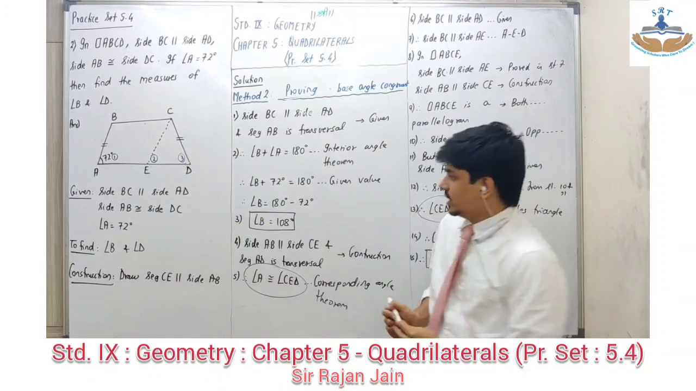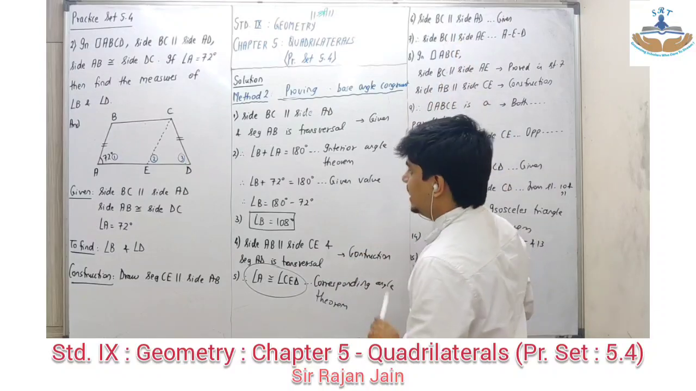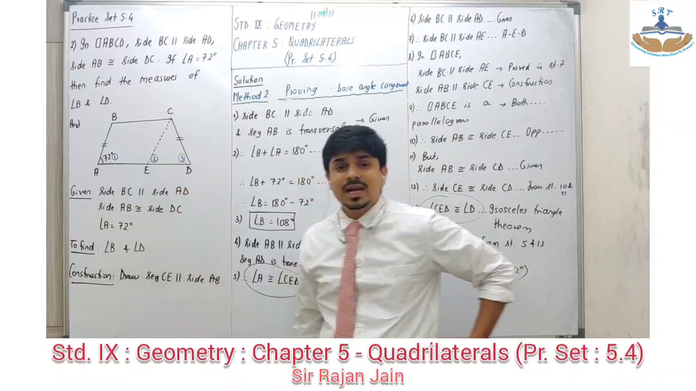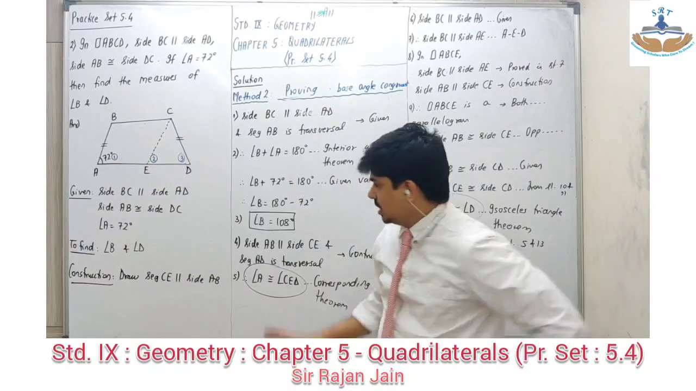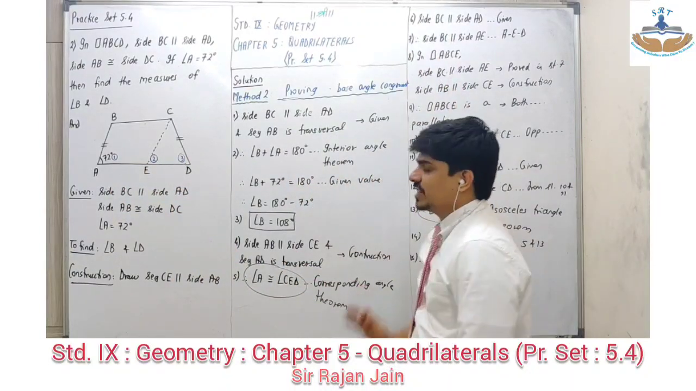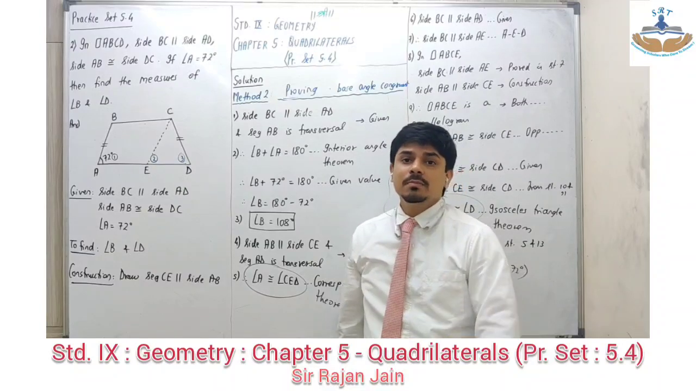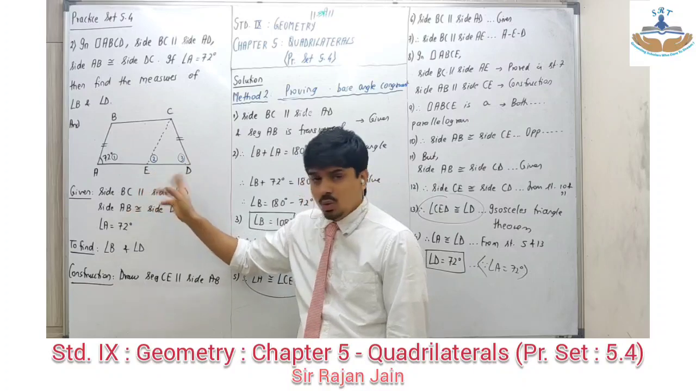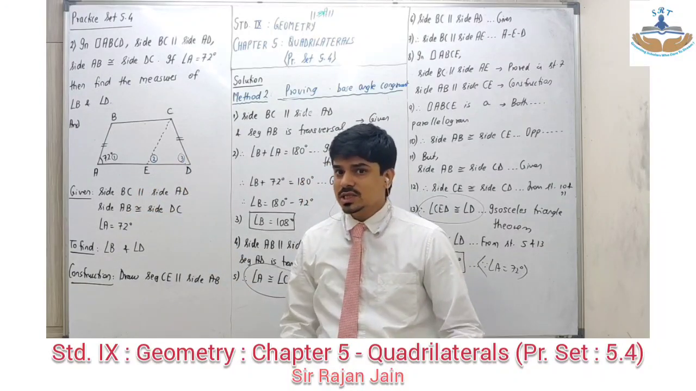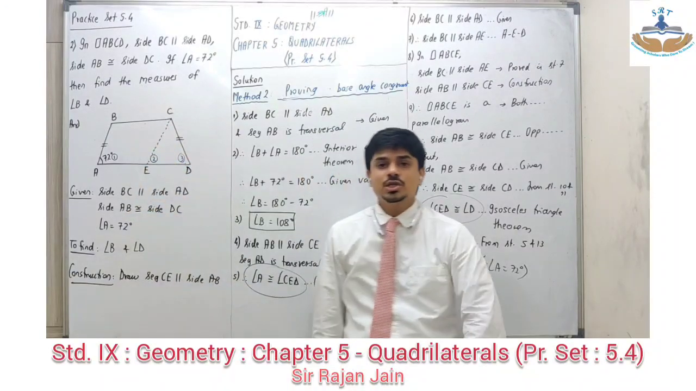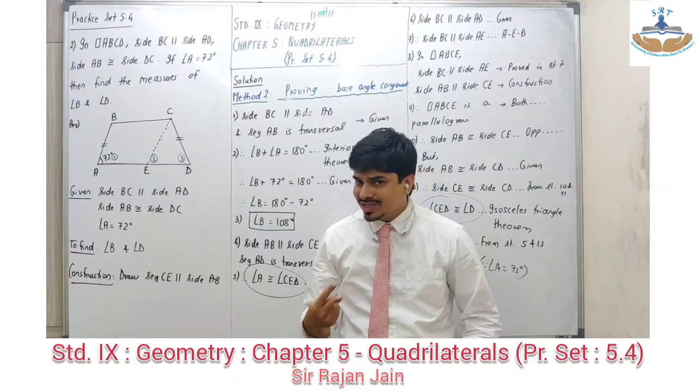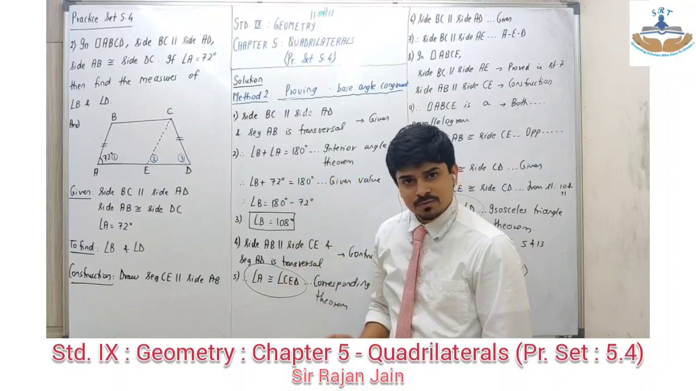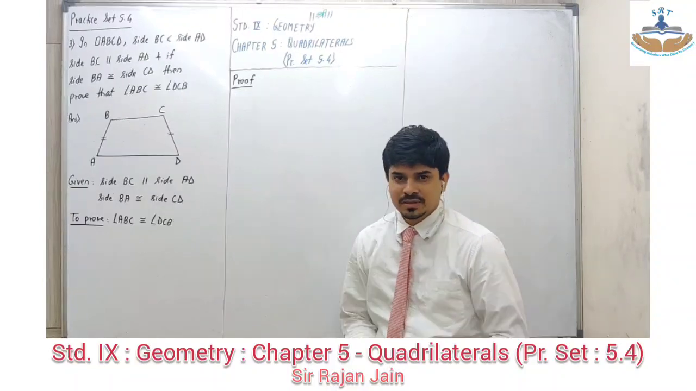Did you understand? Okay, so this method is the lengthier method, to be used if the teacher does not allow you to use the property that base angles are congruent. So here we are actually proving that in an isosceles trapezium the base angles are congruent, and this construction is required only to prove that. If you are directly using the property, then this construction is not required. Okay, your question number 3 is also based on this method only. Chalo, let's see that now.